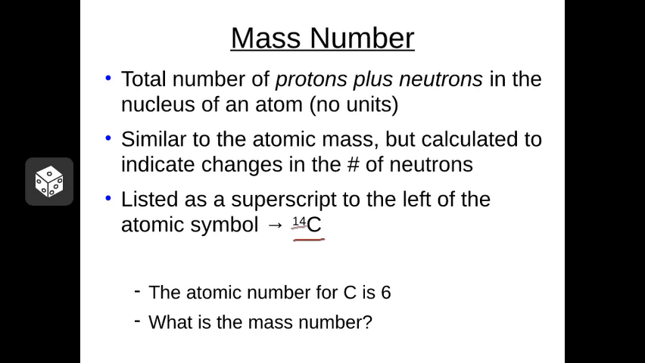Now what's the most common form of carbon? Well, carbon's atomic number is 6. So in carbon, the number of protons and neutrons are the same. So the most common form of carbon is carbon-12. There we go, carbon-12.